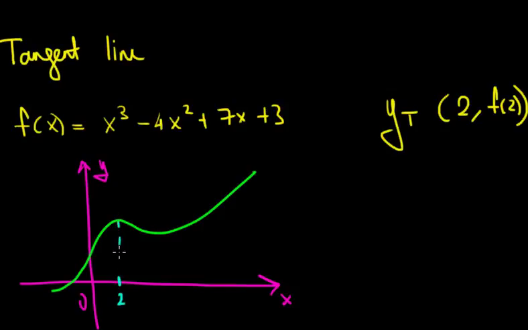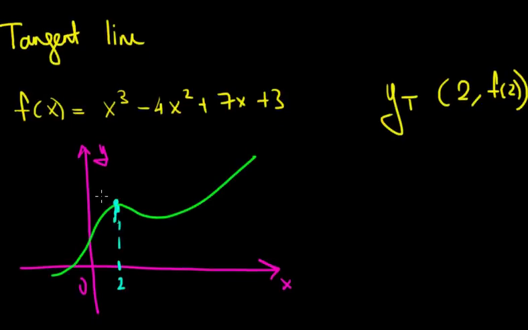What is the tangent line? It's literally a line that touches the graph at this point. So that would be it. It barely touches the graph. Now, because it is a line, we know that the line has the shape of mx plus b, where we have the slope and the intercept.